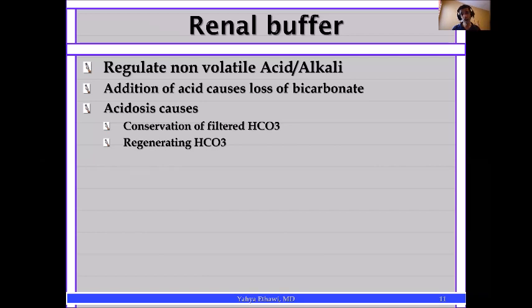And in acidosis, the kidney is either filtering the bicarb and conserving it. So when the kidney loses the bicarb, it gets reabsorbed, or it regenerates and forms a new bicarb. That's the only way the kidney deals with the acidosis.